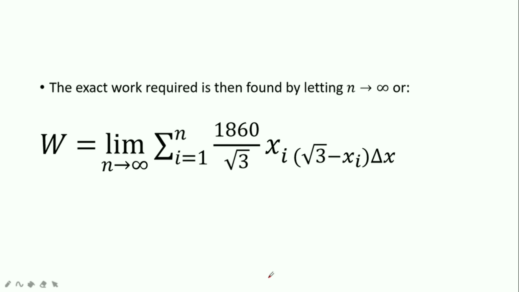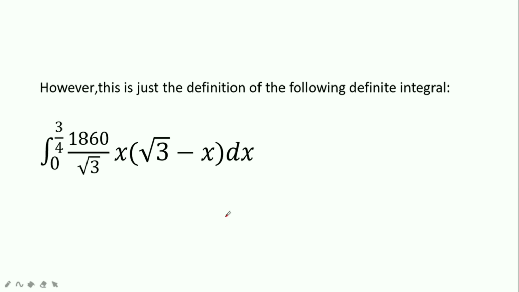The exact work required is found by letting n approach infinity, or basically, work is equal to the limit as n approaches infinity of the sum from i equals 1 to n of 1860 over square root of 3 x sub i times the square root of 3 minus x sub i times delta x. Shown here is the definite integral formula, wherein we have 3/4 as the upper limit and 0 as the lower limit. Then we also have the function here, which is 1860 over square root of 3x times square root of 3 minus x dx.